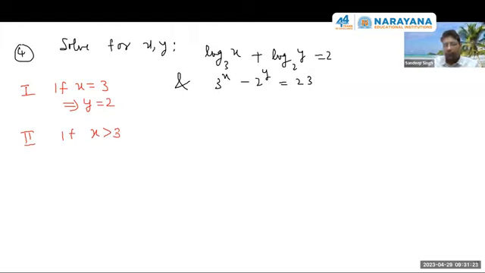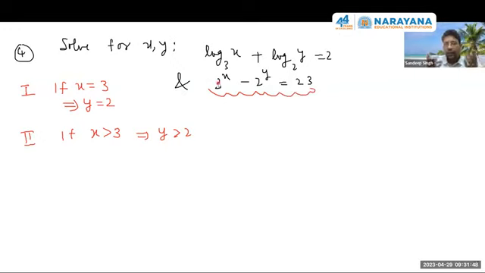If x is more than 3, yes, tell me. If x is greater than 3, it implies y must be greater than 2. From which equation did we see this? From the second equation.